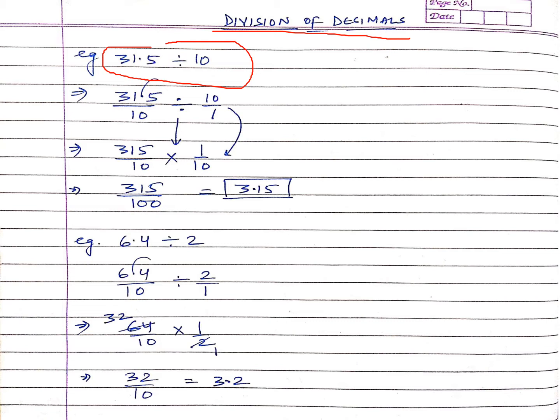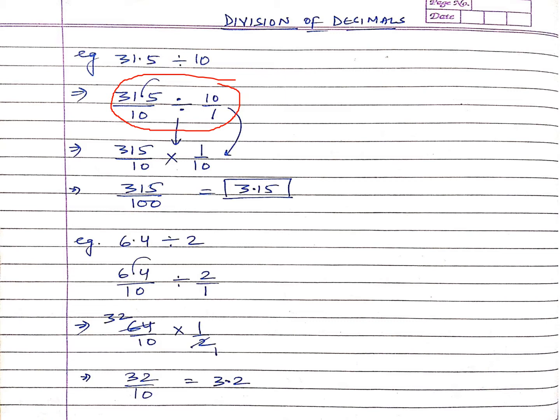So what will we do? First of all, we will remove the decimal like this. If you remove the decimal, what will happen? 1 will come. As there is only one digit after the decimal, 0 will come. Divided by 10 upon 1. Now, this is the main question: 315 upon 10 divided by 10 upon 1.